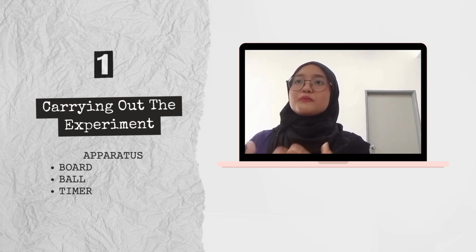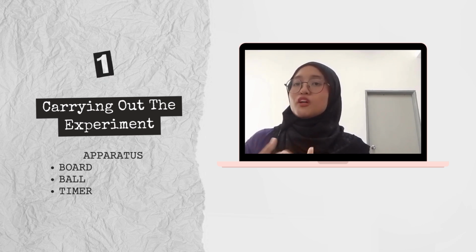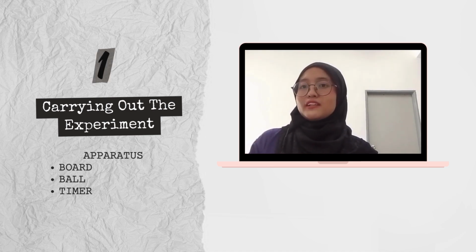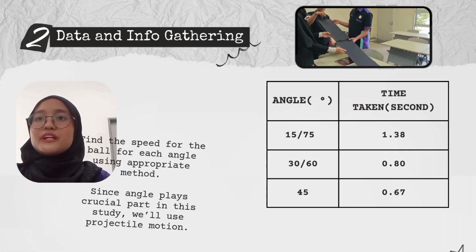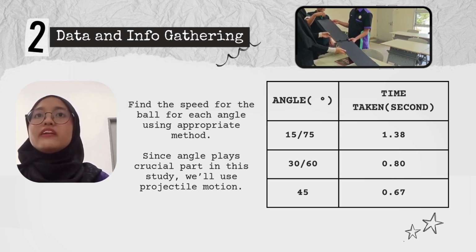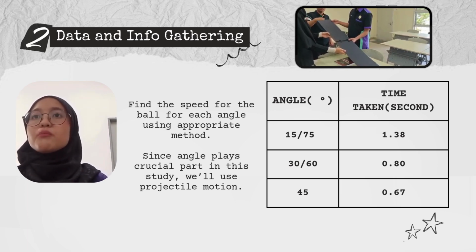First, a blackboard to imitate the characteristic of a ramp, a ball as a rolling object, a protractor to measure our angle, and a timer to record the time taken. Since we are trying to find which angle is the safest for wheelchair users, we are going to find the speed for different angles of the ball falling.